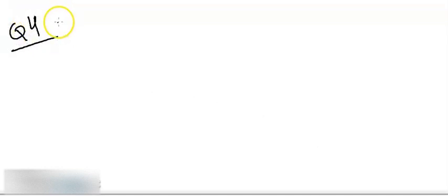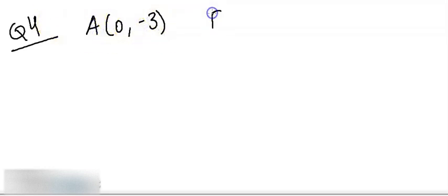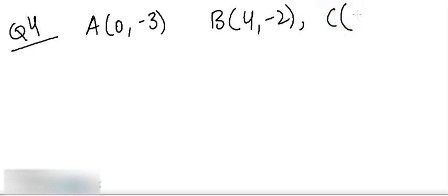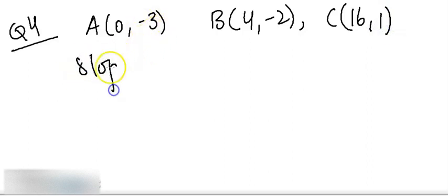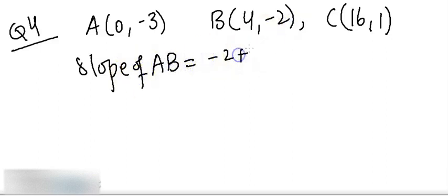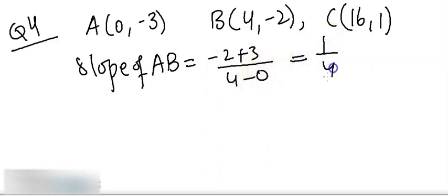In question 4 it says to show that the points A (0, -3), B (4, -2), and C (16, 1) are collinear. So you just need to show that the slope of AB is equal to the slope of BC. What is the slope of AB? It is going to be (-2 + 3) divided by (4 - 0), using the formula directly, which is 1 over 4.